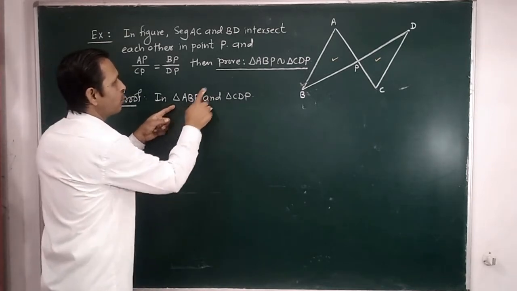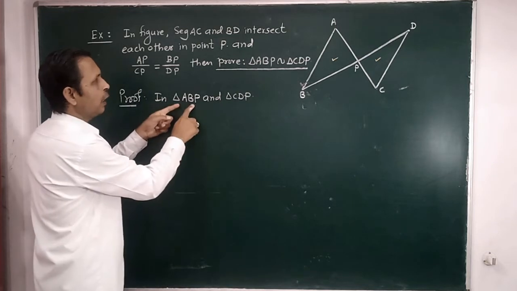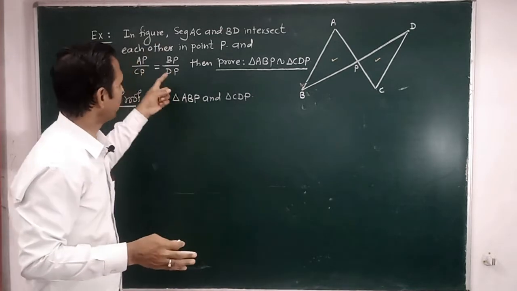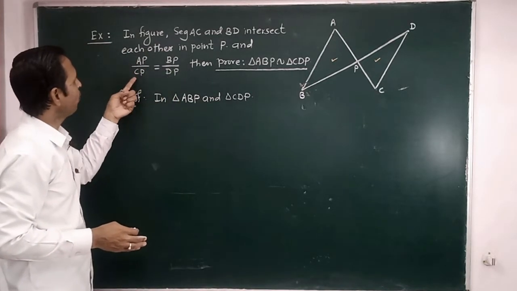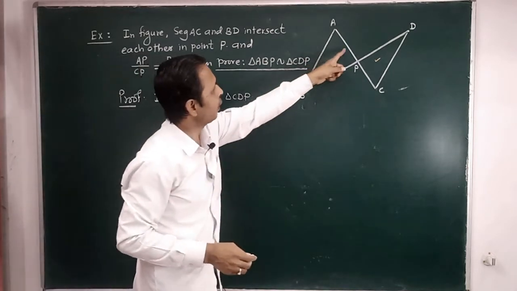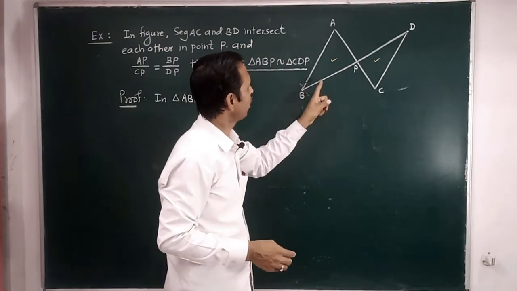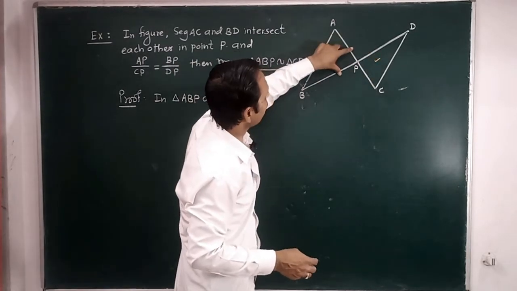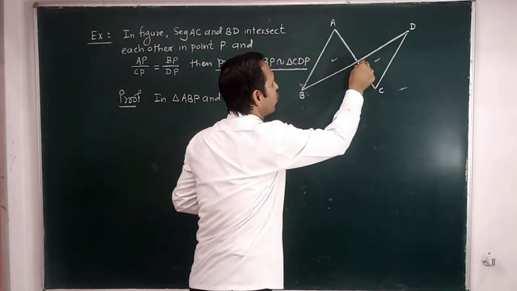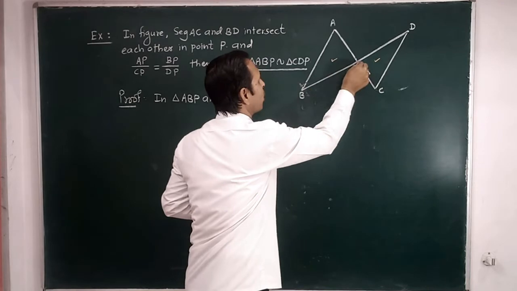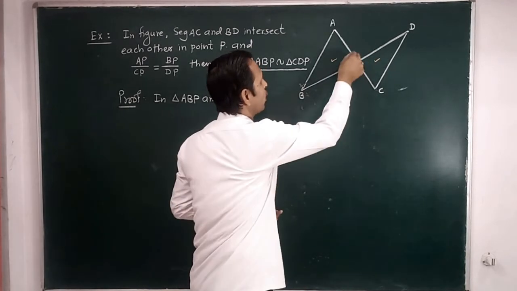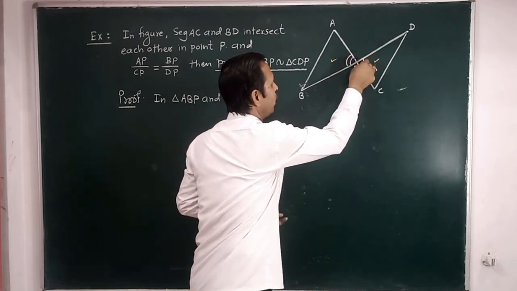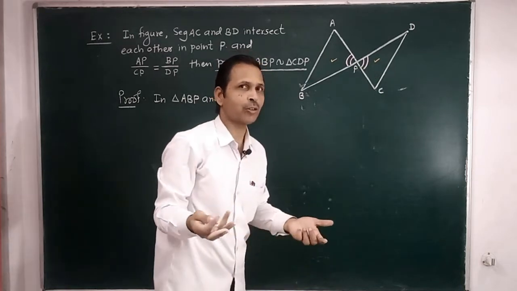Now in these two triangles we have to show that they are similar. In these two triangles, what happens? Some of the conditions are given in the example. This is given to you, that is AP upon CP. If you observe, these are the corresponding sides, and again BP upon DP, means these two sides are in proportion. AP is proportional to CP and BP is proportional to DP, and these are the corresponding sides. They are in proportion, and the included angle is a vertically opposite angle, and that's why it is congruent.